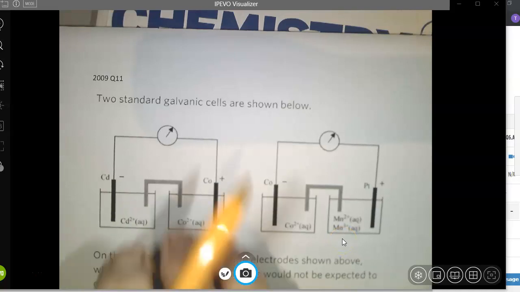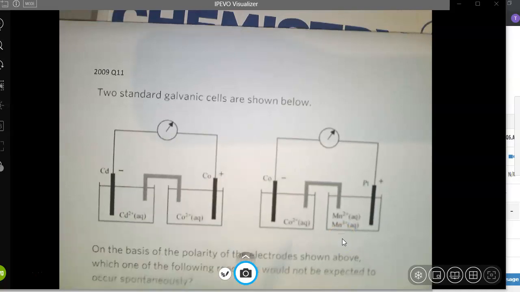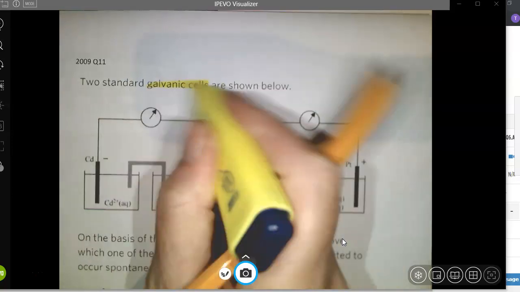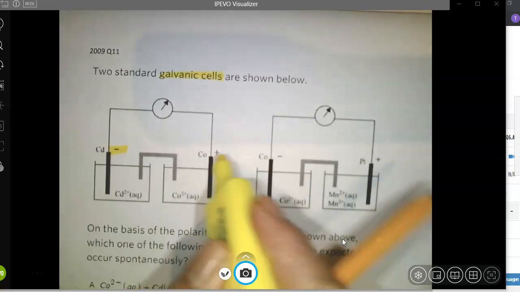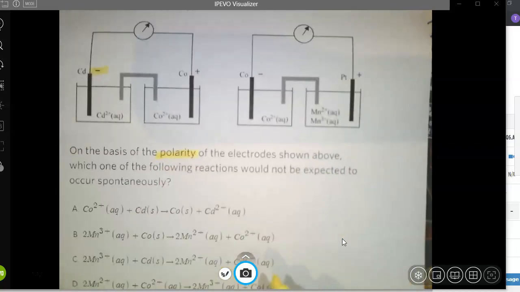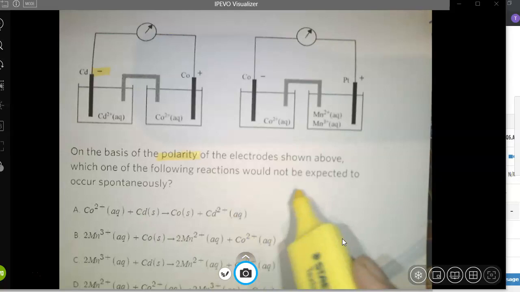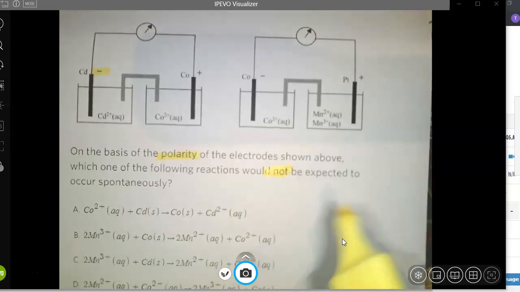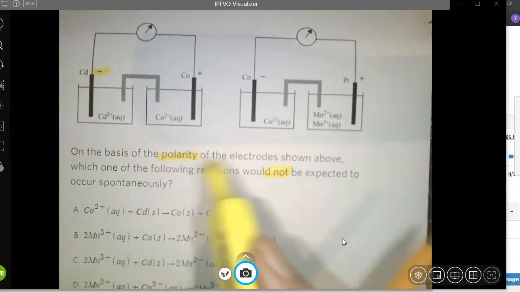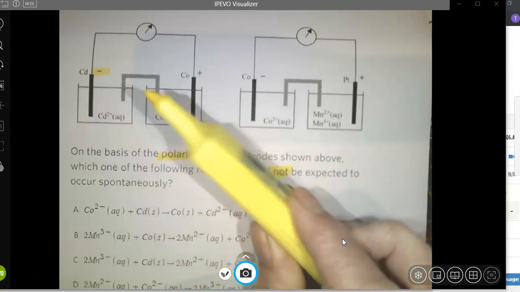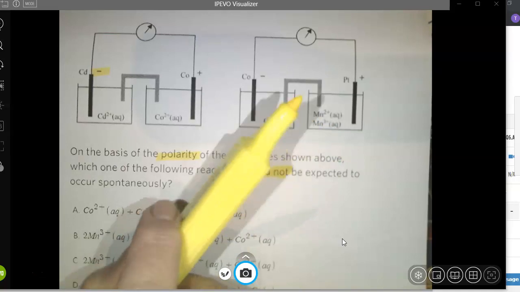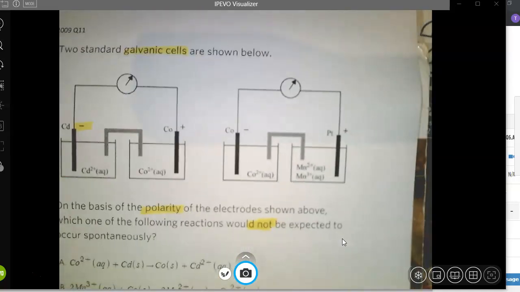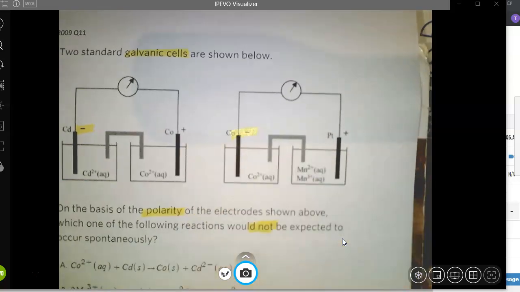This is 2009 question 11 exam, and it's galvanic cells, so spontaneous reactions. So same as we always do, the polarity of the electrodes shown above, which one of the following would be not expected to occur spontaneously? Okay, so spontaneous reactions are in this pattern on the electrochemical series, and not spontaneous are in that pattern. So we just have to put them in order, and then we can work out which way they go.